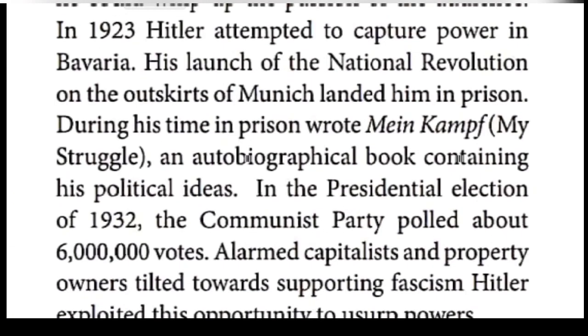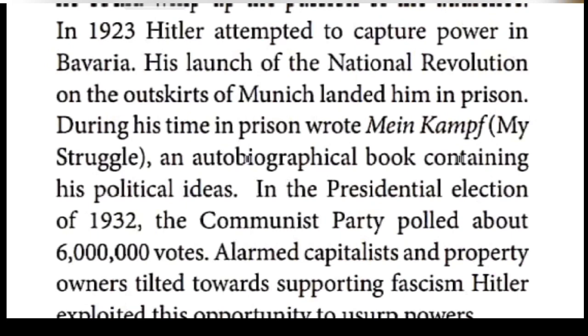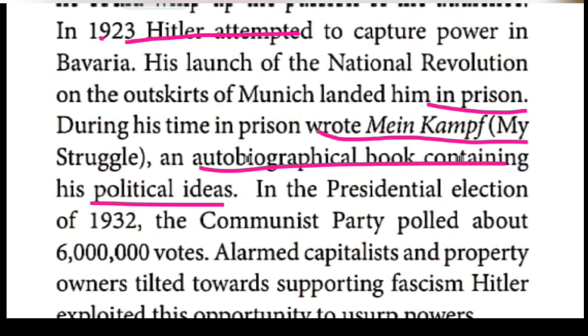The next, in the year 1923, what happened? Hitler tried to capture the power in Bavaria. What was the result of that? He was landed in prison. During his time in prison, what did he write? Mein Kampf, that is My Struggle. One book, an autobiography, which consisted of political ideas.